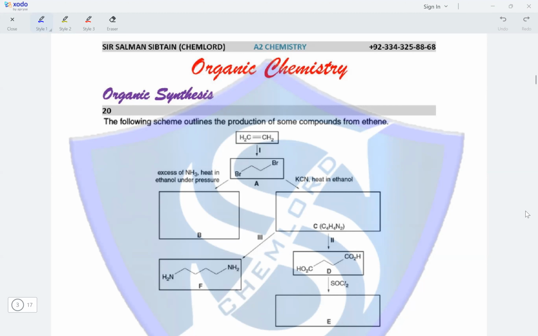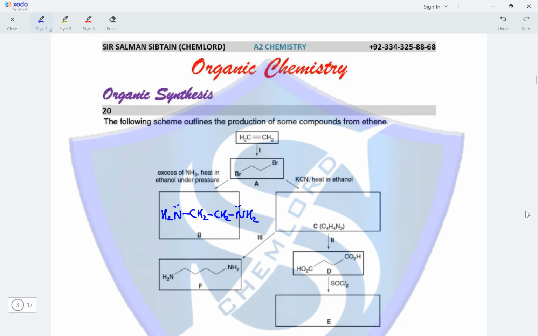Question 20. The following scheme outlines the production of some compounds from ethene. So in step 1, ethene is converted into 1,2-dibromoethane. On the left, excess of ammonia, heat in ethanol under pressure would convert this into diamine, in which we will have H2N, CH2, CH2, and NH2 present. This is nucleophilic substitution.